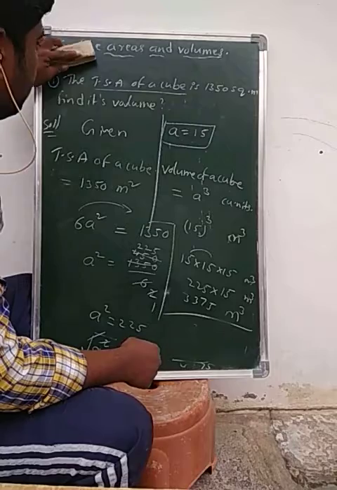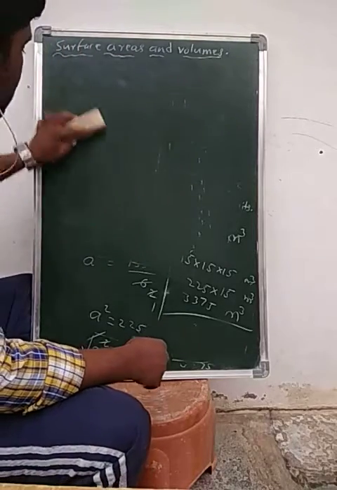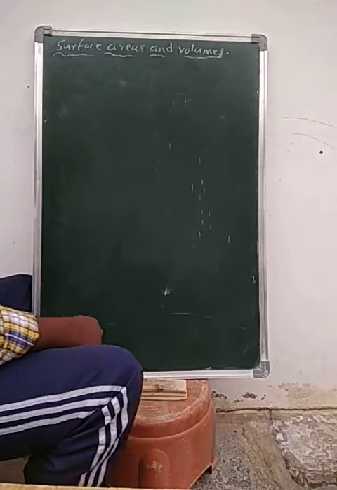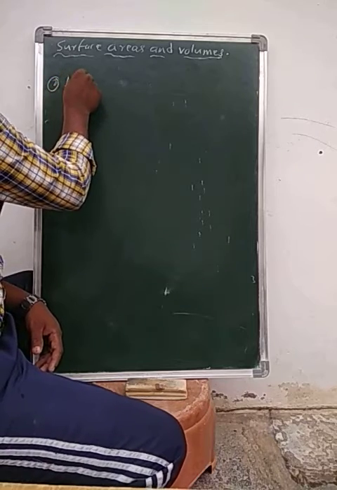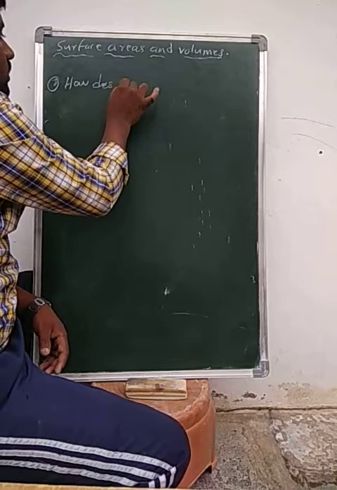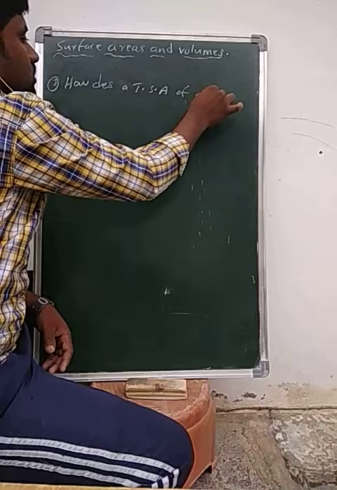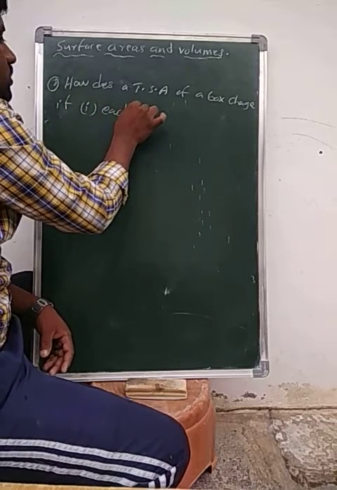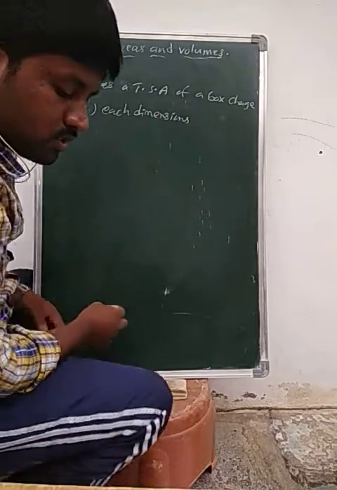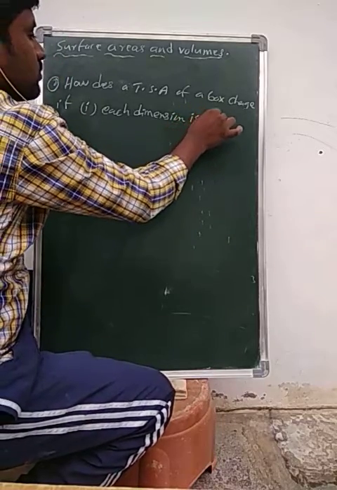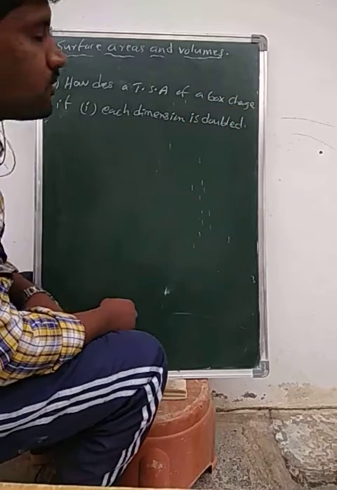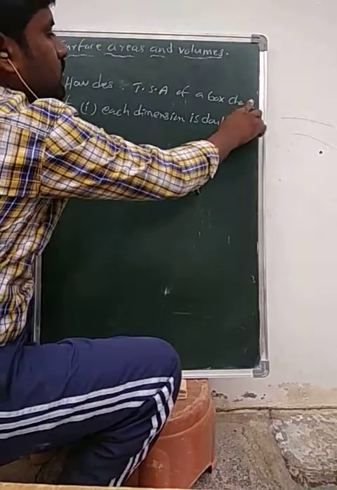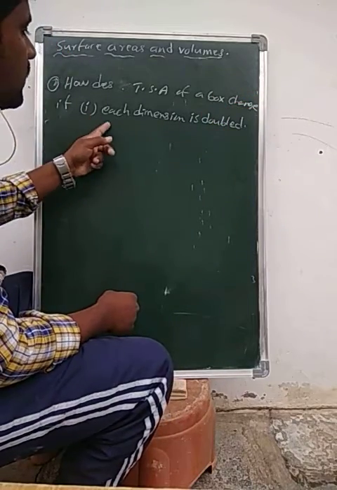Okay. Now see one more question. How does the total surface area of a box change if each dimension is doubled? What is the question? How does the total surface area of a box change if each dimension is doubled?